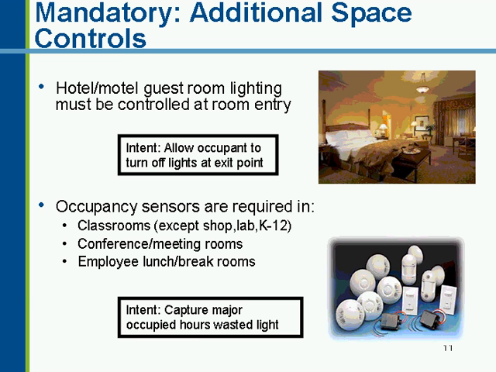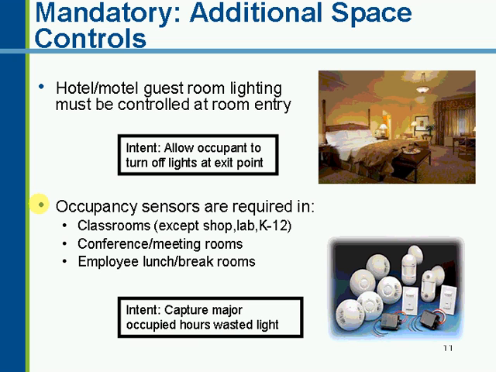Another requirement is for specific spaces that must have an occupancy sensor requirement. One of these are classrooms. There are some exceptions to this. If you have a shop or lab classroom, there is potentially a safety issue with an occupancy sensor, so it's not required there. K through 12 classrooms are considered to be occupied most of the time, and so there's less energy savings, and those are exempted at this point. But any other classroom is required to have an occupancy sensor.